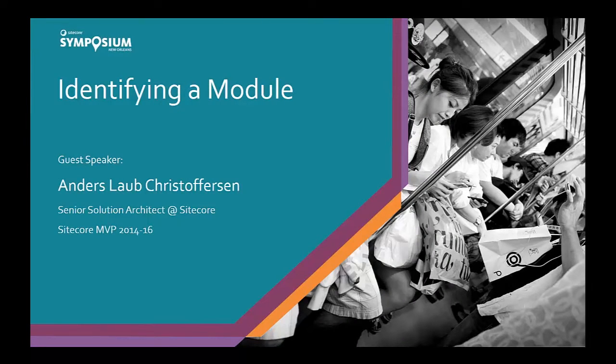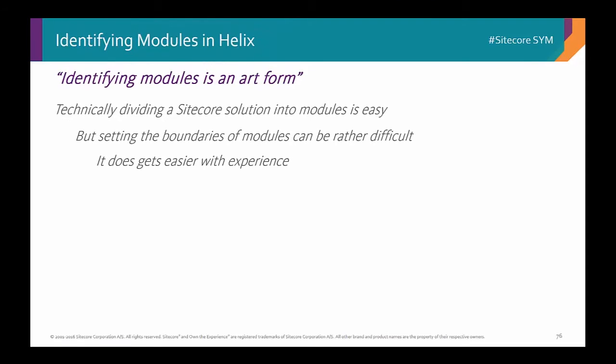Okay. I will talk a little bit about how you actually identify modules in modular architecture or in Helix. I will start with a claim that identifying modules is actually an art form. Technically speaking, dividing a Sitecore solution into individual modules is not that hard. What is hard is getting the boundaries of a module correct. So deciding what should stay in a module, defining your module structure, and so on.